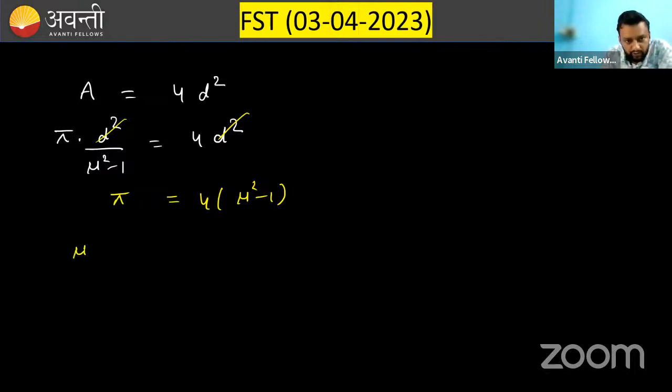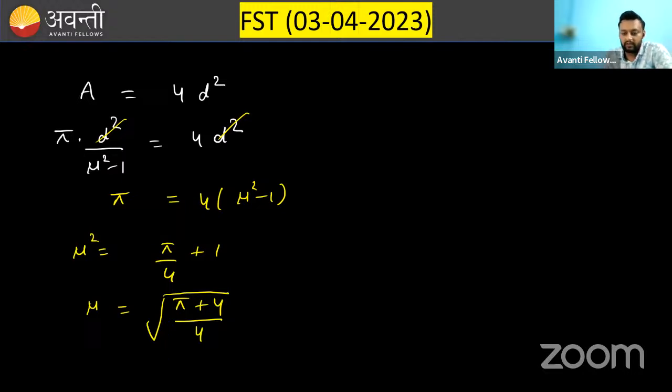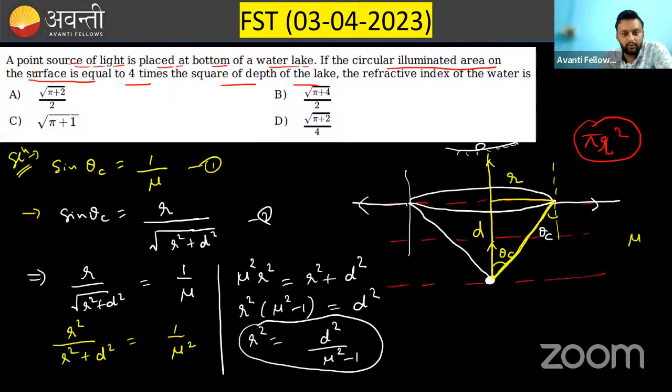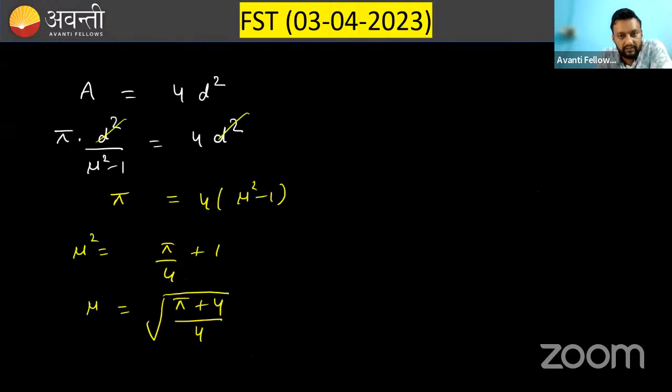So mu square will be pi by 4. This 4 is taken here, and this minus 1 will become plus 1. So mu square will be (pi plus 4) divided by 4, under root. If you check the options, mu is equal to under root of pi plus 4, which is option B, divided by 2.